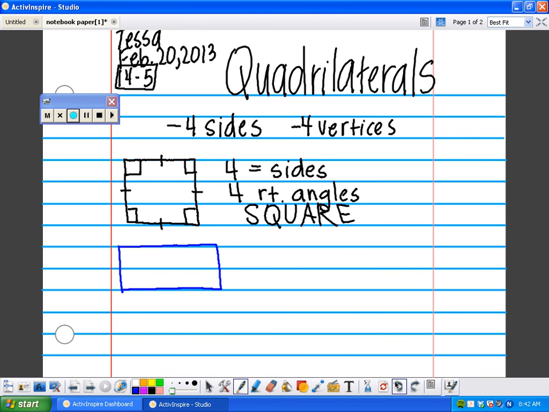Okay? To define a rectangle, all you look at are the angles. That's it. Look at the angles. What are all of these angles? They're all 4 right angles. And for something to be a rectangle, all it has to have, it doesn't have to have 2 long sides and 2 short sides. All it has to have are 4 right angles.